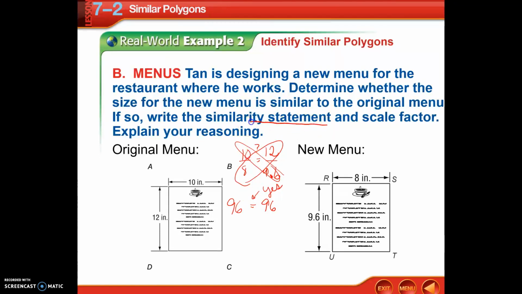So we're going to write our similarity statement. And again, we want to make sure we line up the sides and the angles. So we would go ABCD is similar, so there's our similar sign, to RSTU. So that'll be the second part. It's just checking to make sure that the polygons are similar.